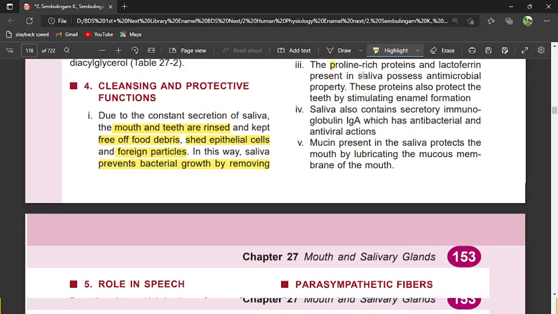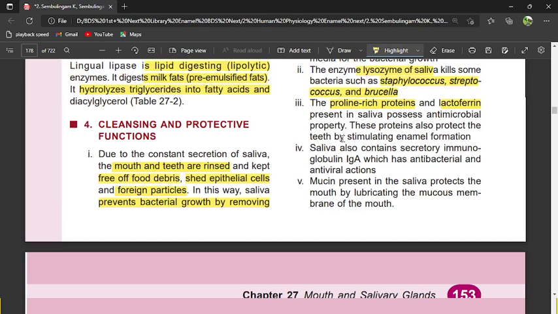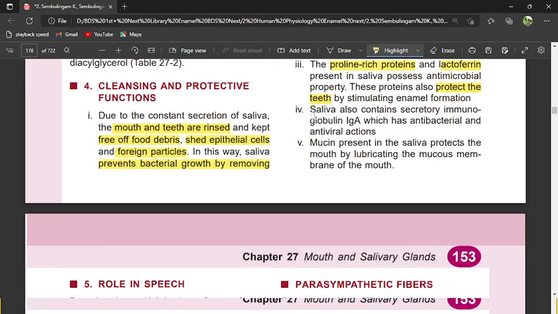Next you have the protein rich proteins. You have lactoferrins. They are also present in your saliva. They act as antimicrobial. These proteins also protect your teeth. So what they are doing, students? They are also protecting the teeth by stimulating the enamel formation. As dental students, you may also know that this one is helping in other things.